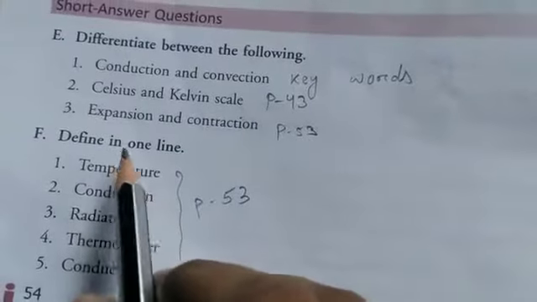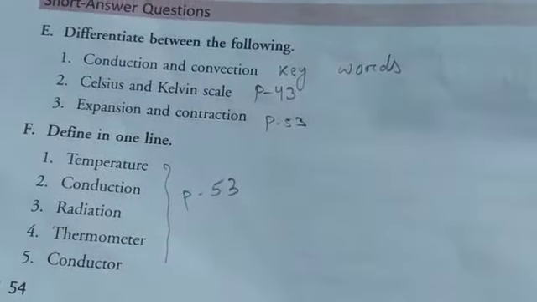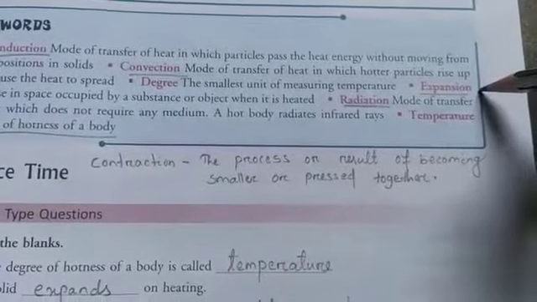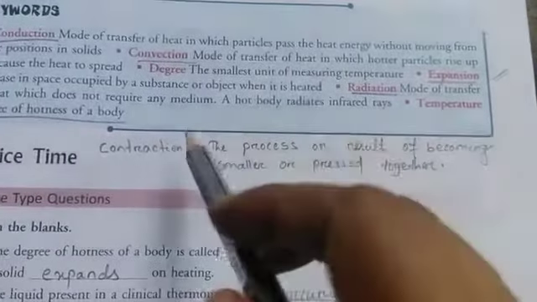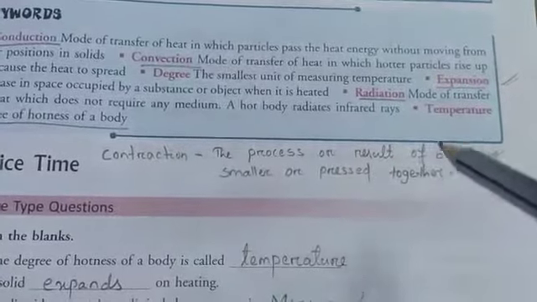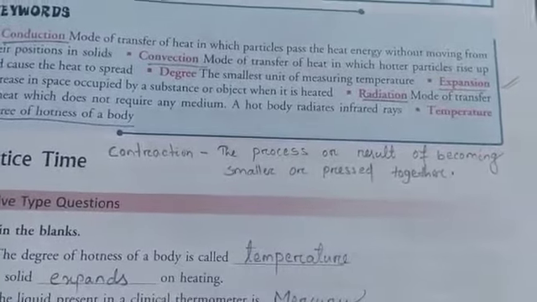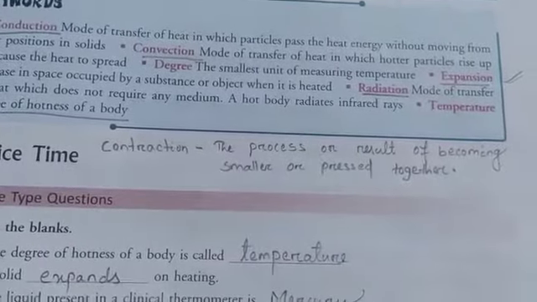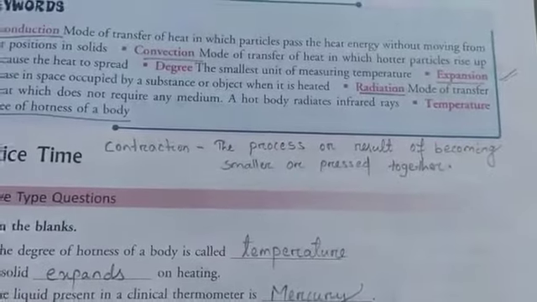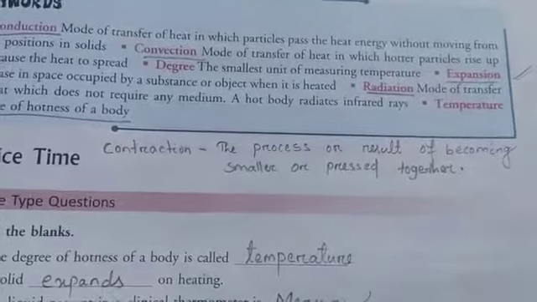So number 3, expansion and contraction, page number 53. So here you can see expansion is given in the keywords. Contraction, the process or result of becoming smaller or pressed together. So contraction, you can write the process or result of becoming smaller or pressed together.